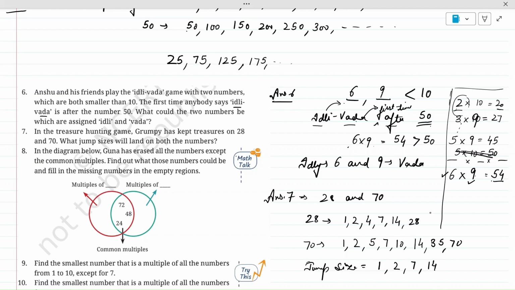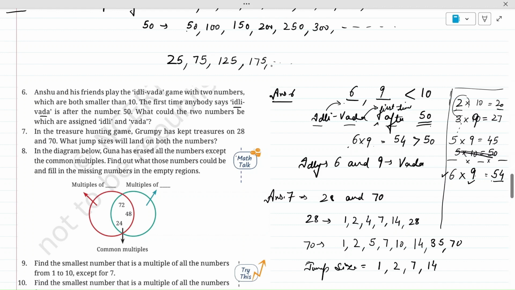Now next, question 8, I am leaving to you kids. This is very easy. I'm giving a hint here. In the diagram below, Guna has erased all the numbers except the common multiples. These are the common multiples. Find out those numbers and fill them in the empty regions.